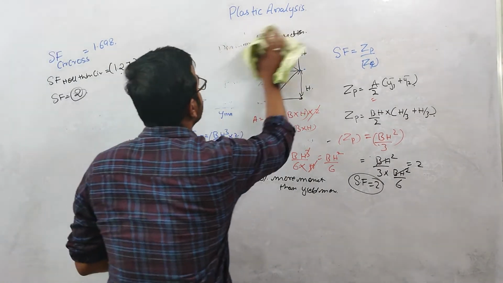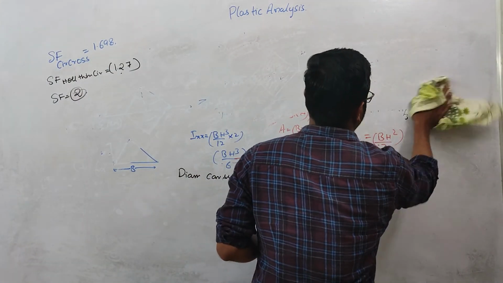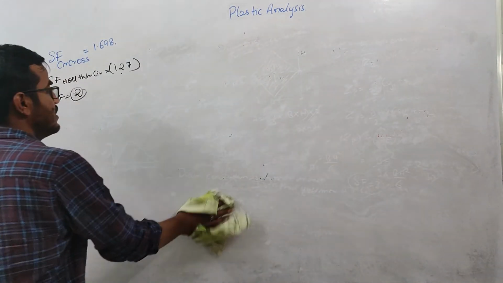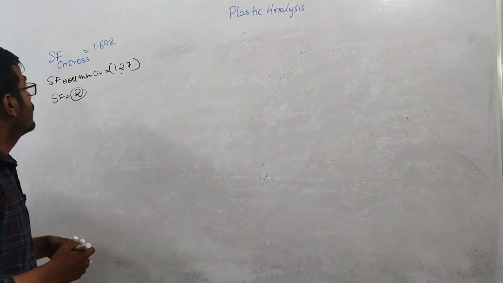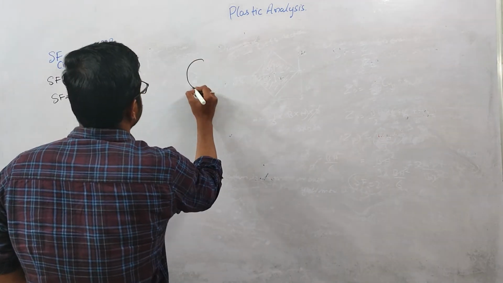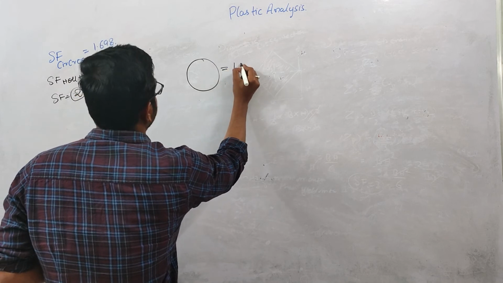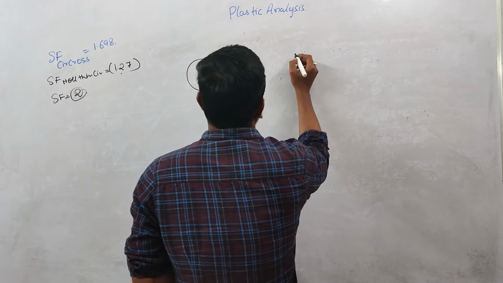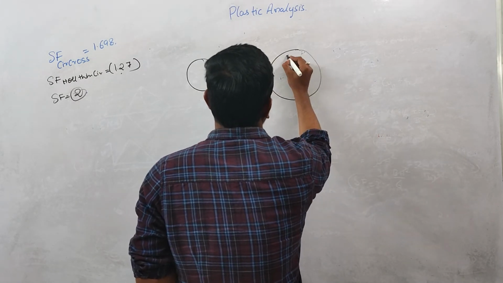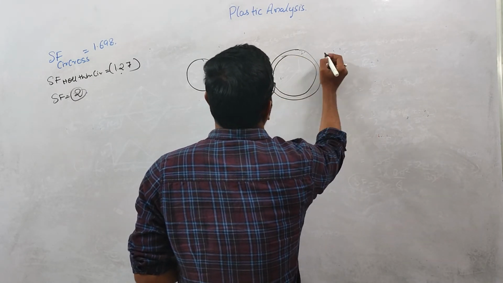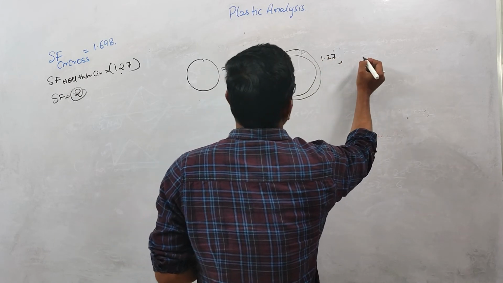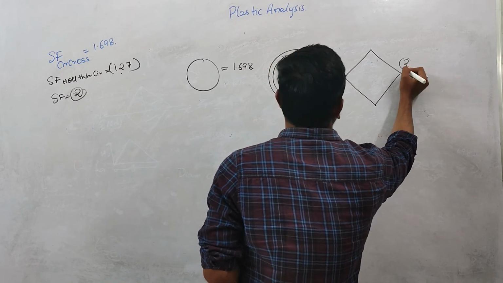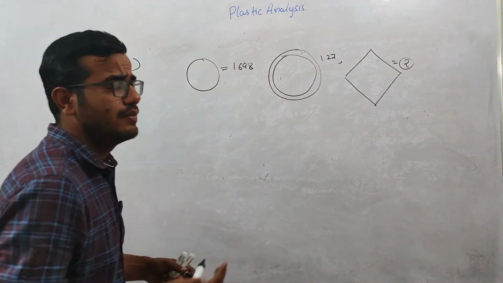So why is this variation coming, right? If you see, the shape factor for this circular cross section is 1.698. And the shape factor for this hollow thin circular section is 1.27, and the shape factor for this cross section is 2. So why is there this variation?